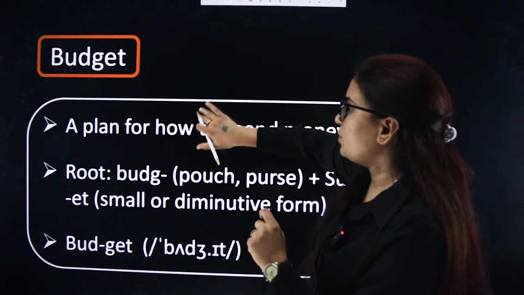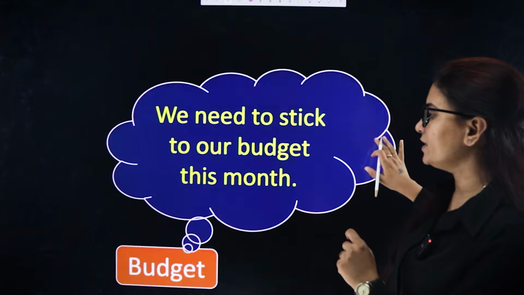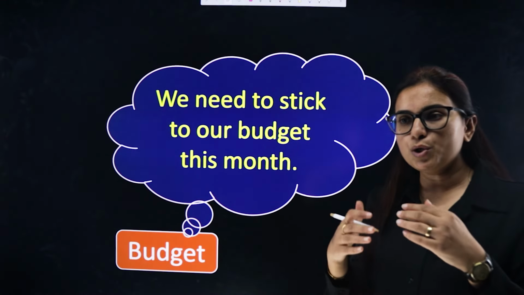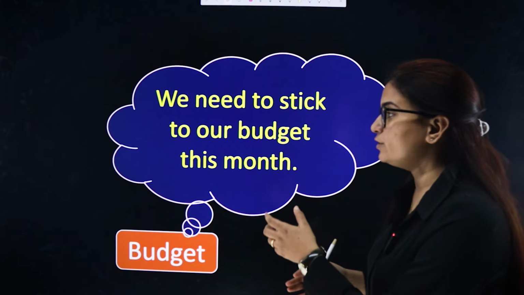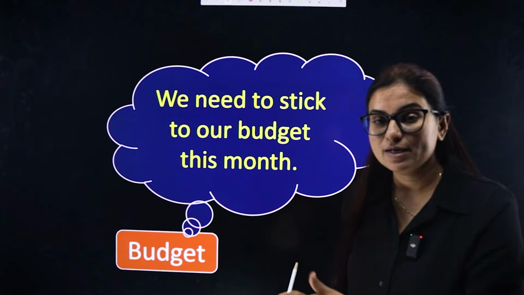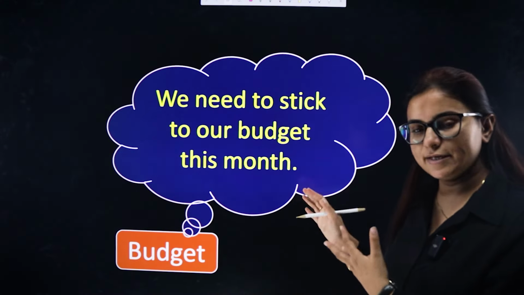Okay. The example of this word is on your screen. We need to stick to a budget this month. If you want to have a productive money balance, you need to create a budget for yourself. This is my monthly budget. This is my weekly budget. Similarly, you can create your own budgets.